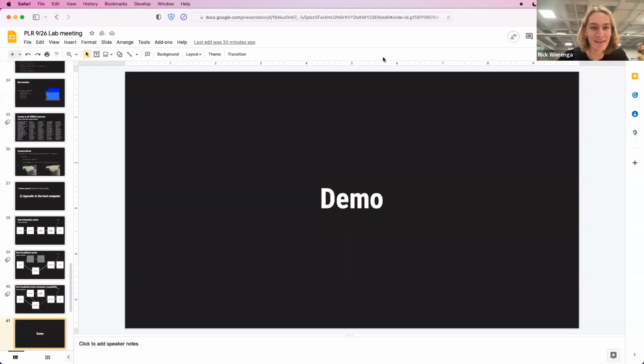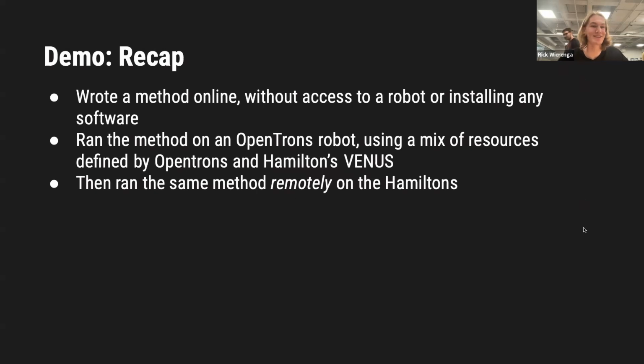All right, that concludes the demo. Just to recap what we just saw, we wrote a method online without having to have access to a robot or installing any software. Then we ran the same method on an OpenTrons robot using a mixture of resources defined by OpenTrons and Hamilton's Venus. And then ran the same method remotely on the Hamilton.